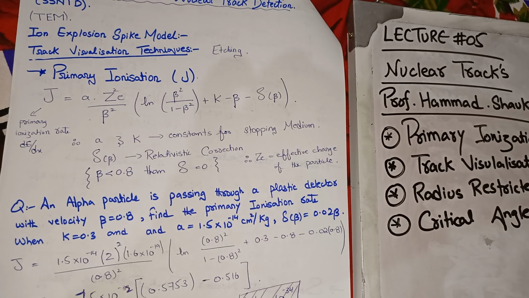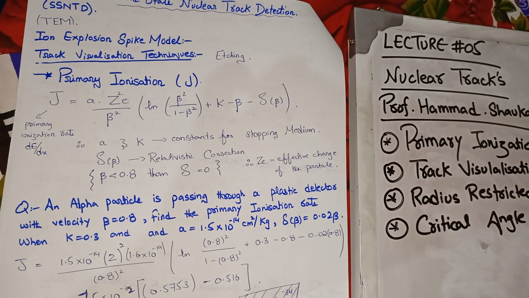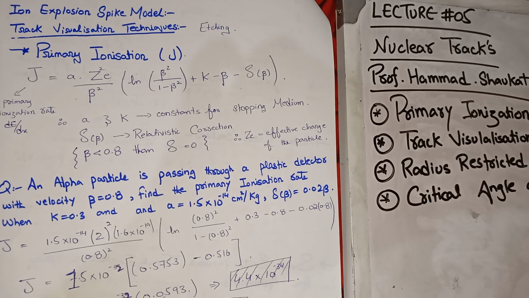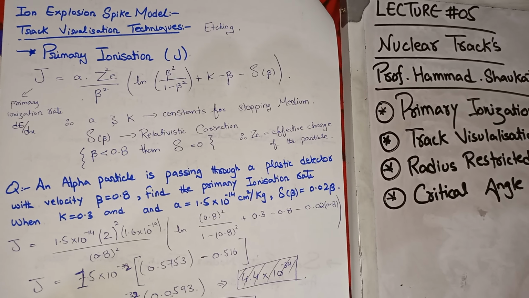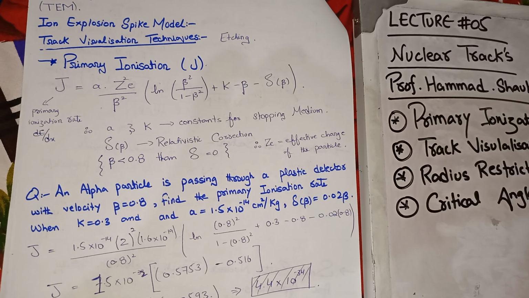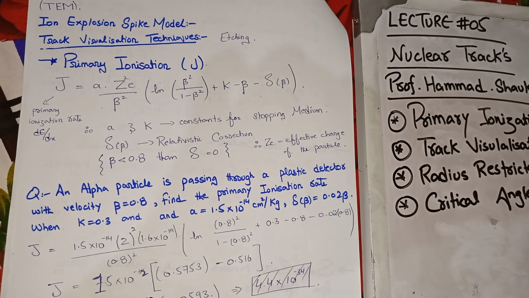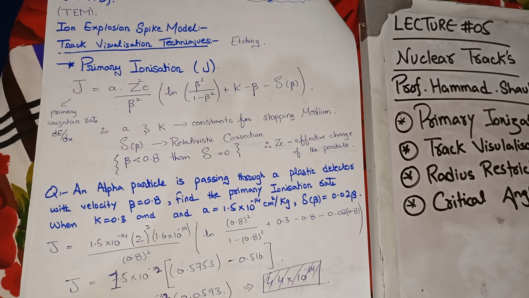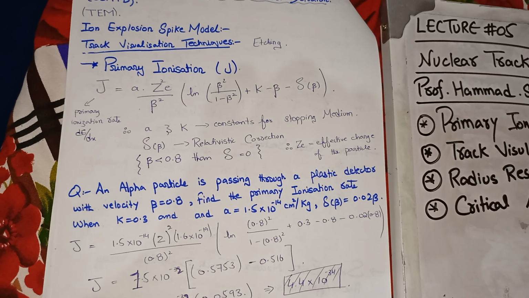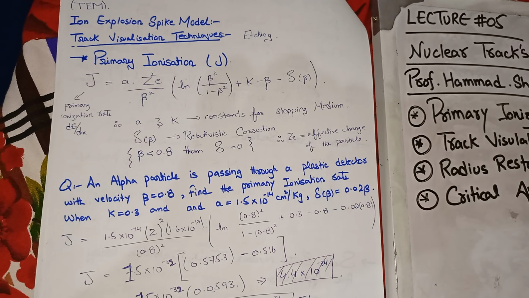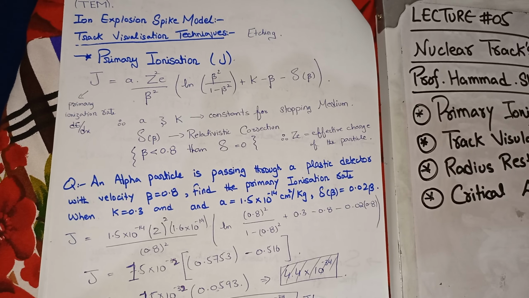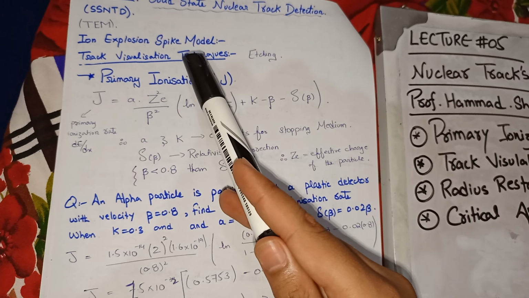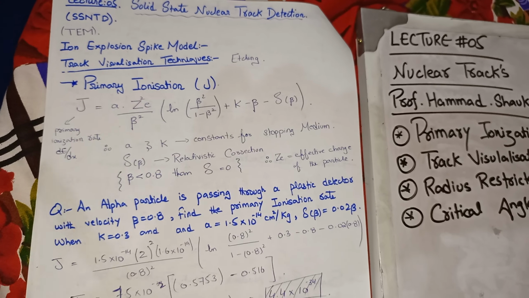It accounts for the polarization of the stopping medium by the electromagnetic field of the moving particle. So this is the primary ionization rate, or the density of radiation damage. This equation accounts for all the etching rate measurements made so far, as I told you, in how you can visualize your nuclear tracks by etching.